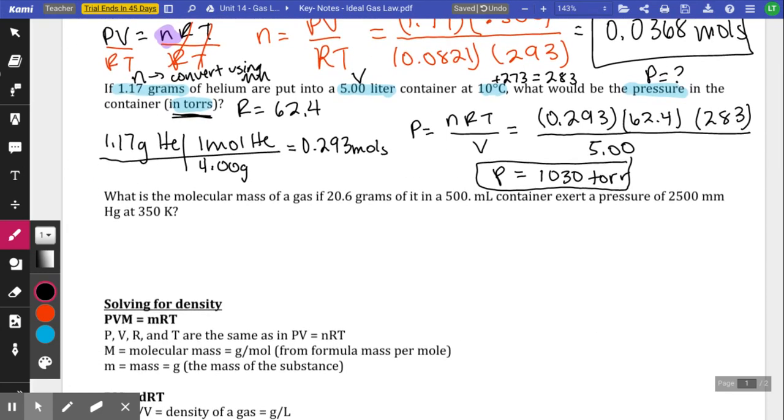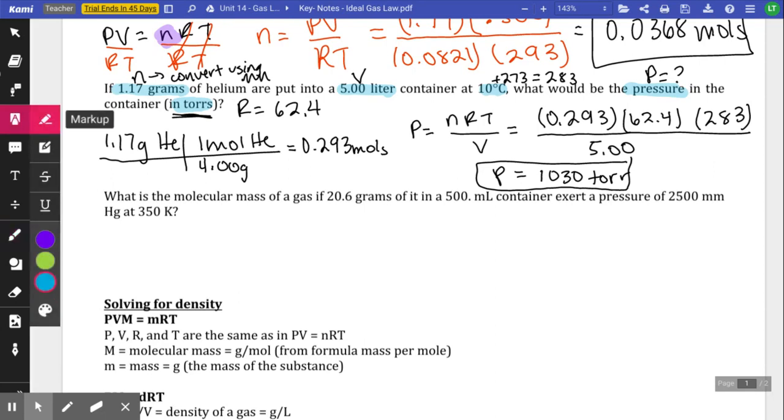All right. Last one for this version of the ideal gas law. And then we're actually going to talk about another version of the ideal gas law as well. All right. So it says, what is the molecular mass of a gas if 20.6 grams of it in a 500 milliliter container exert a pressure of 2,500 millimeters of mercury at 350 Kelvin?